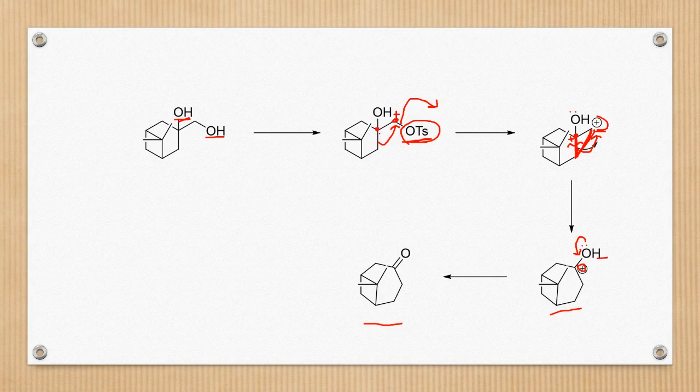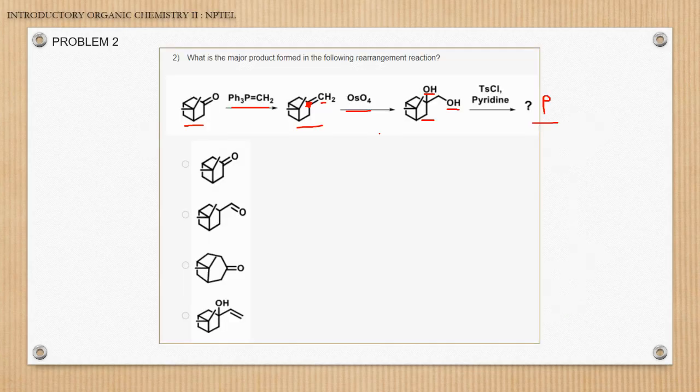Did you get the mechanism, guys? Is it understood? Yes, ma'am. Okay. So if it is understood, then tell me which is the correct option among these four. Option C. Yes. Option C will be the correct one. Okay. So this is how you have to proceed for these kinds of rearrangement problems.